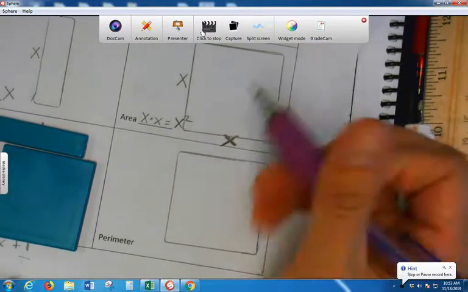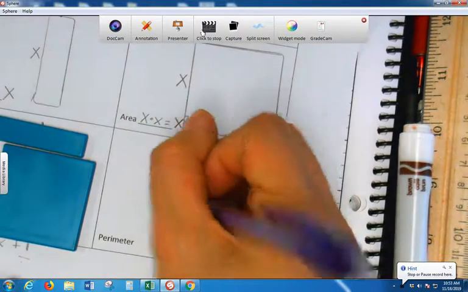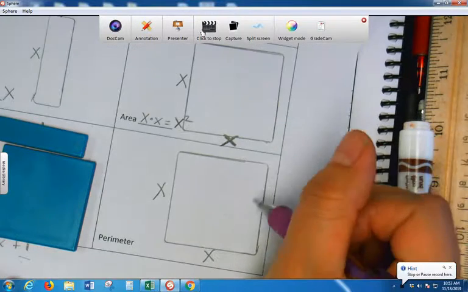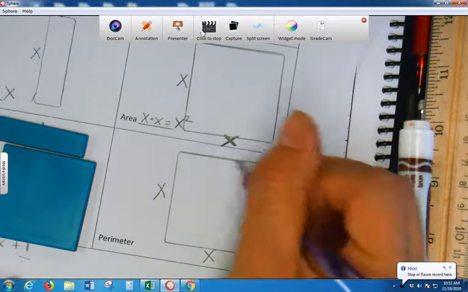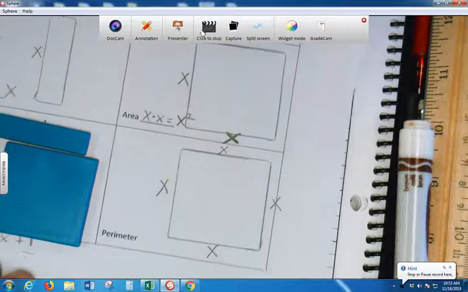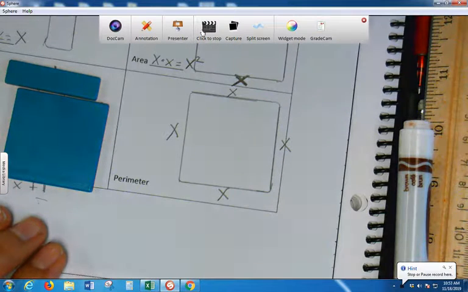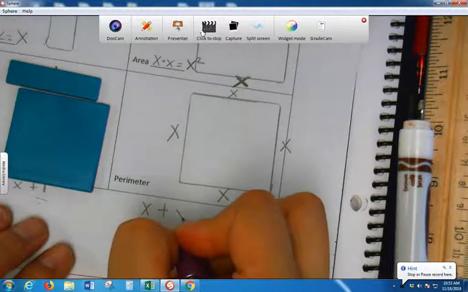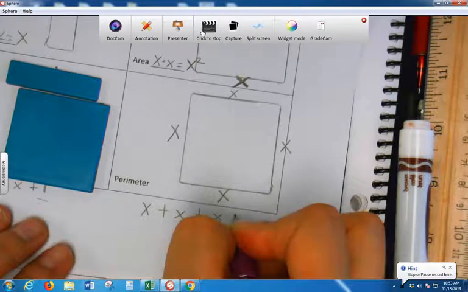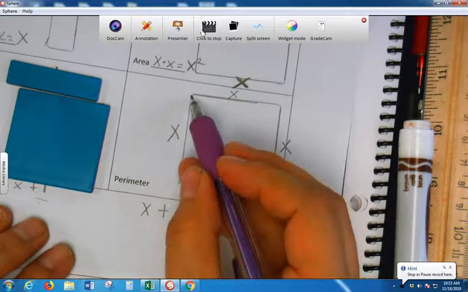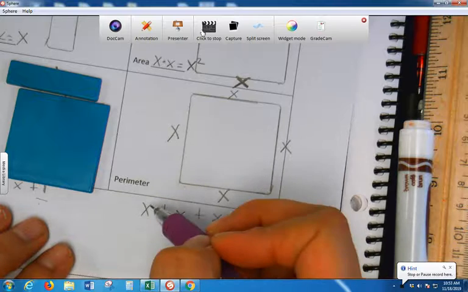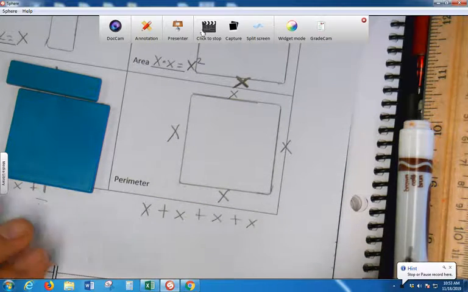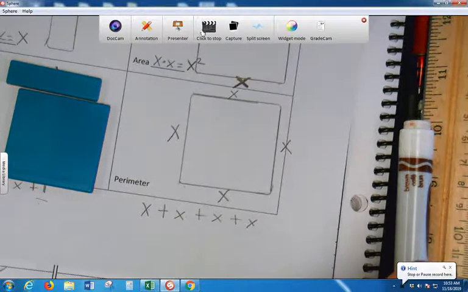What does this measure? X. This measures x. What about this side? X. And the top? X. So what am I going to add to get the perimeter? X. 1, 2, 3, 4. X to the power of 4. X to the power of 8.